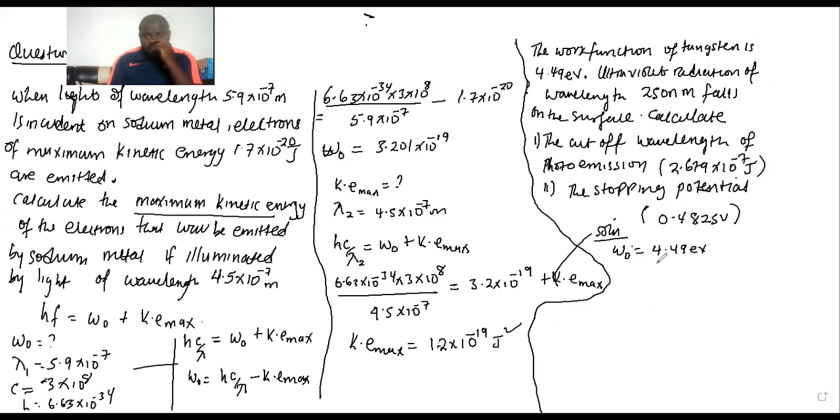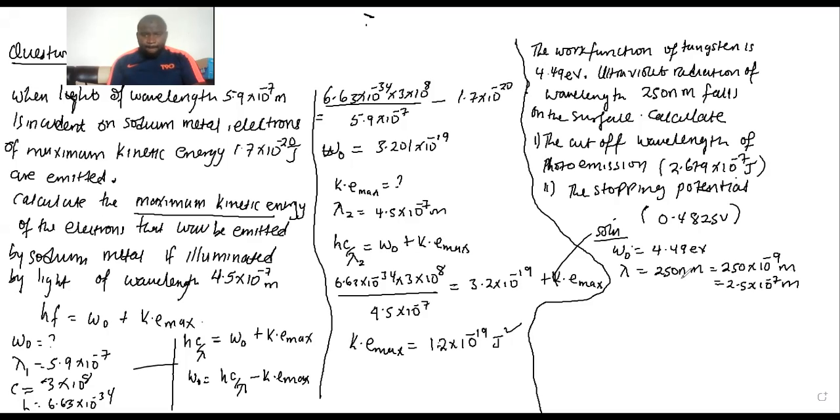Ultraviolet radiation of wavelength. The wavelength of UV is 250 nanometers. Do you know what nano is? Nano is 250 times 10 power negative 9 meters. This will give us 2.5 times 10 power negative 7 meters.